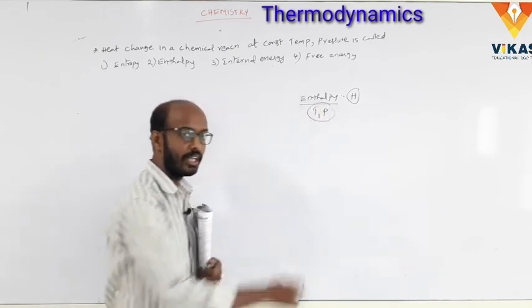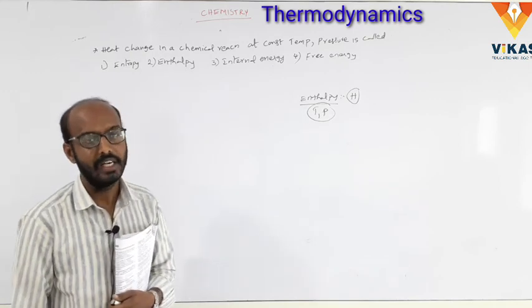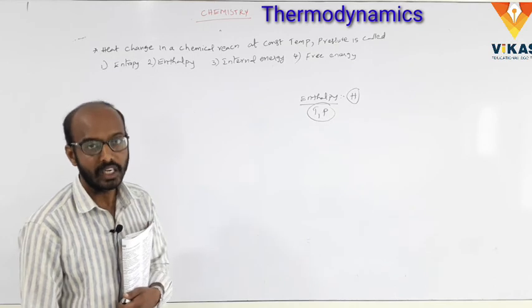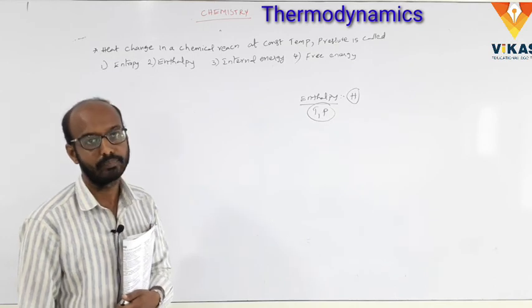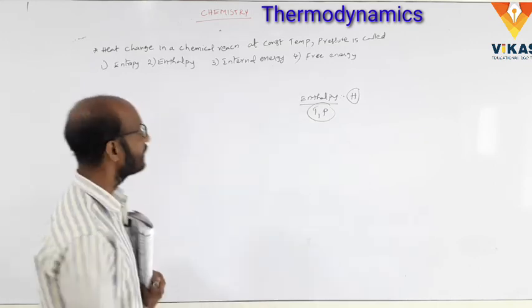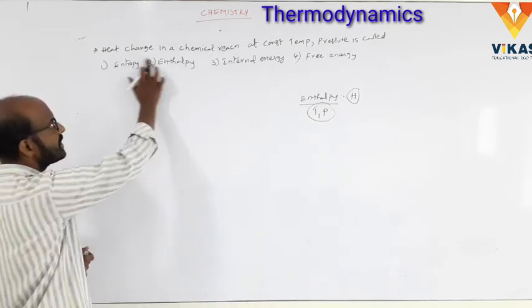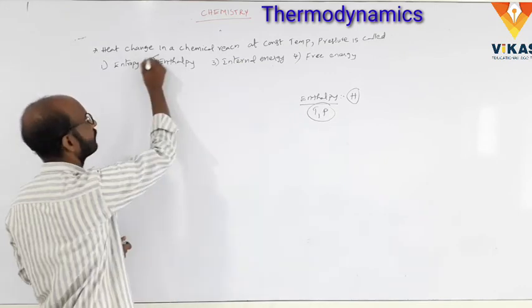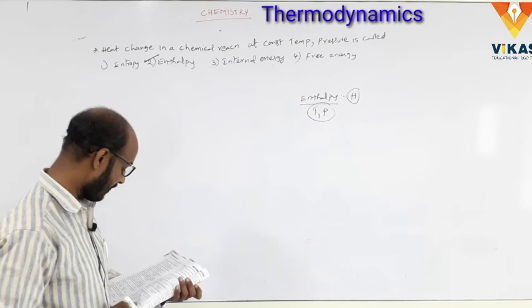We discussed this 10 minutes back. Now what is enthalpy? It is a measurement. It measures the total heat content present in the system at constant temperature and pressure. That is called enthalpy. Among these four options, the heat change in a chemical reaction at constant temperature and pressure is called enthalpy. That is the second one. Okay, next one.